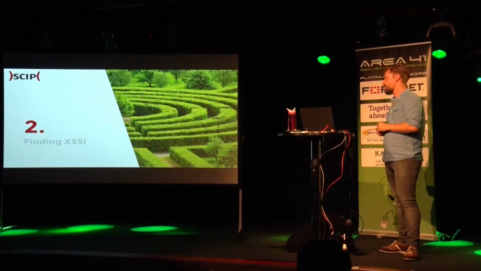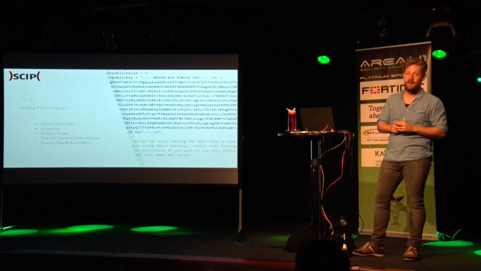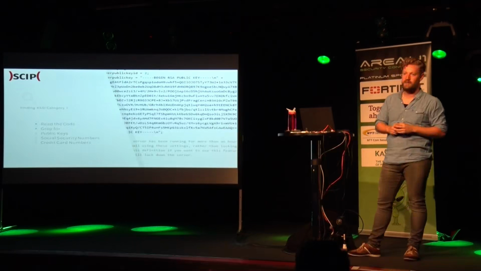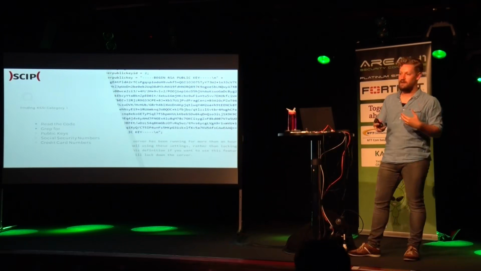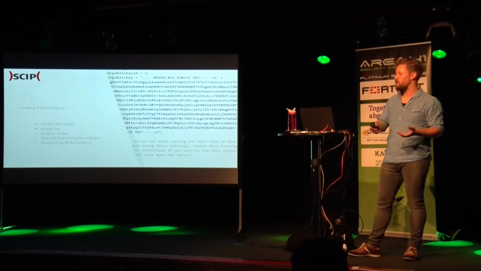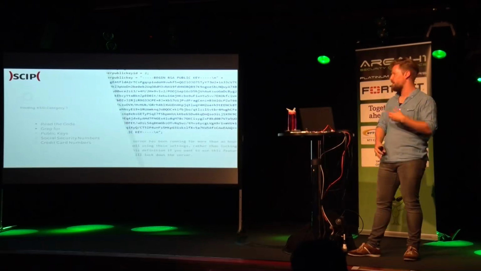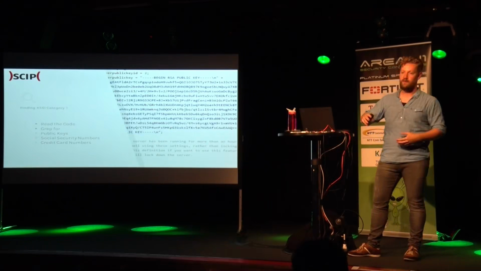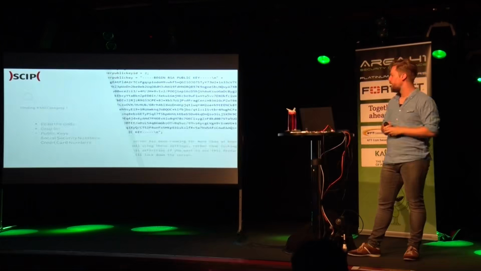Let's find some cross-site script inclusion. So, finding category number 1, you'll not get around it. You'll have to read the code, which might be unfortunate for you, especially if you don't like JavaScript. But there's, of course, some things that you can do to help this a little bit. You can grep for public keys or private keys. You can grep for social security numbers. You can grep for credit card numbers. There are regexes you can use for that.